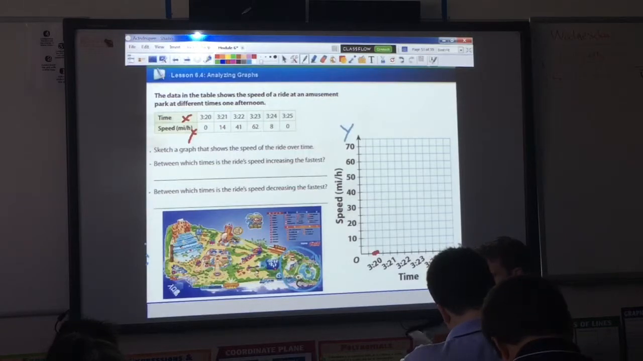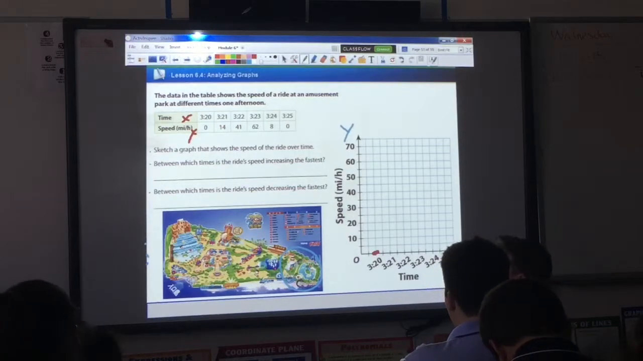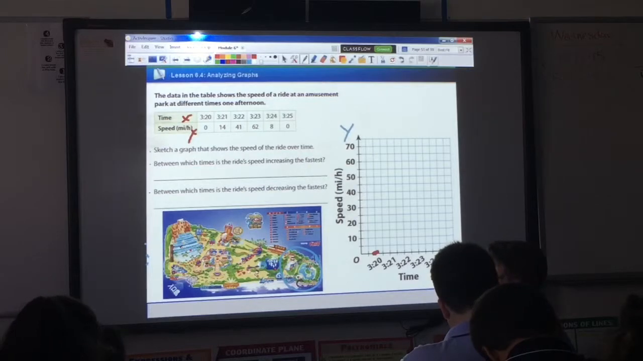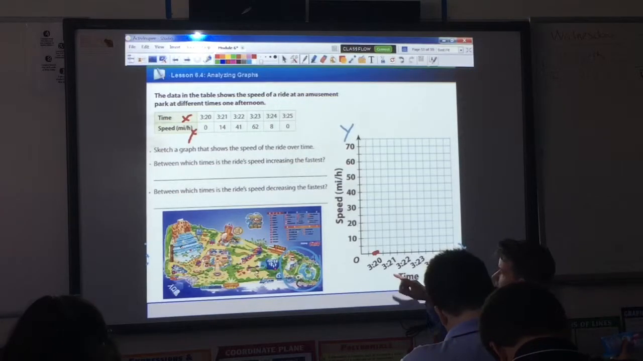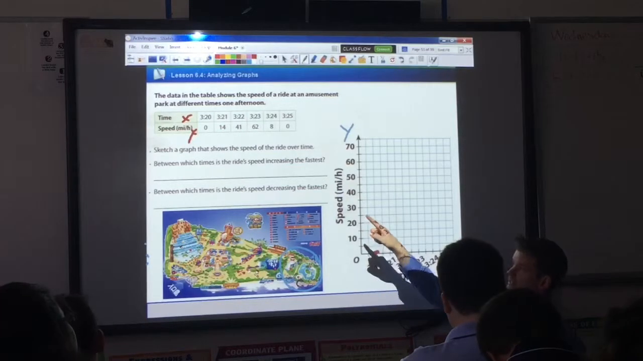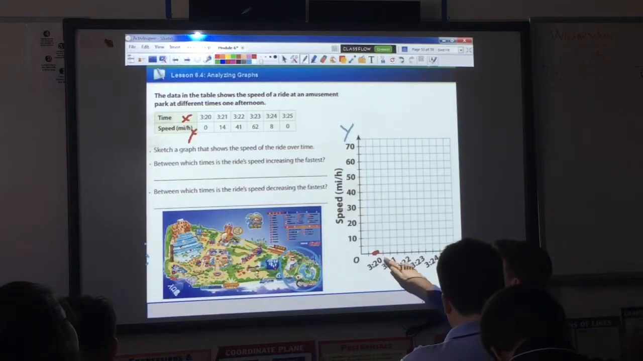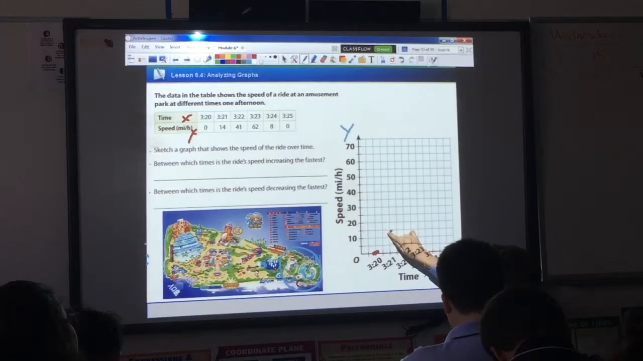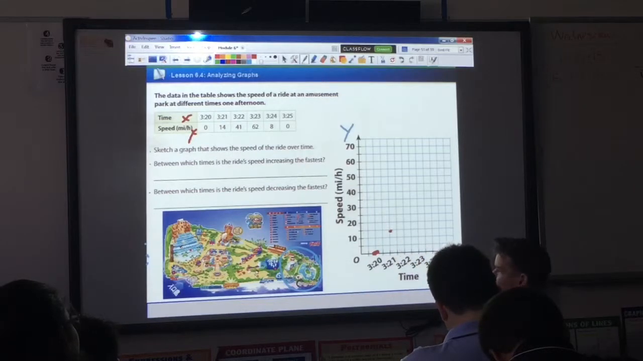I need to graph the next point. What is the next point? It's 321, 14. The time is 321, then it's 14. That's the speed, all right? So we go to 321, we go up to 14 approximately, because it's maybe a little off. There's 14, close enough. Okay, thank you.